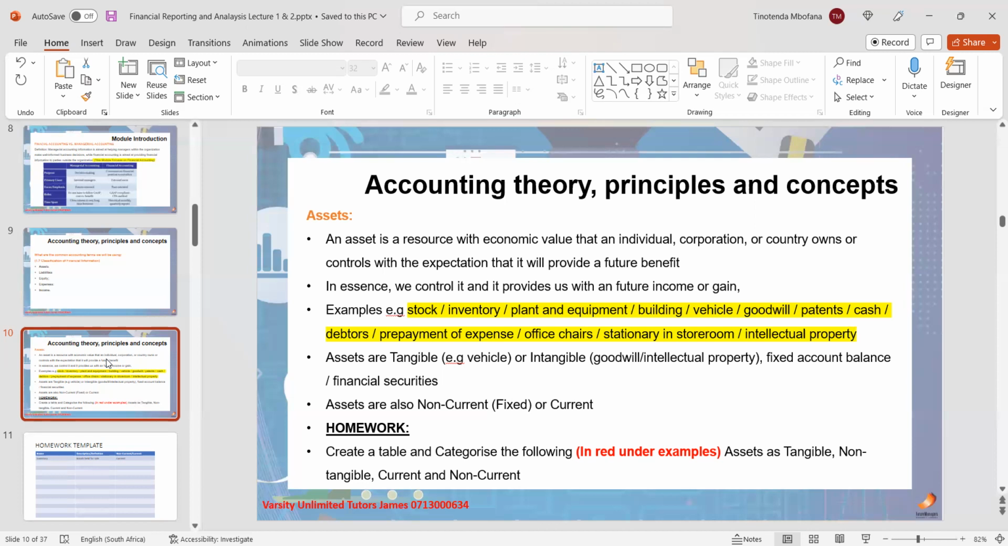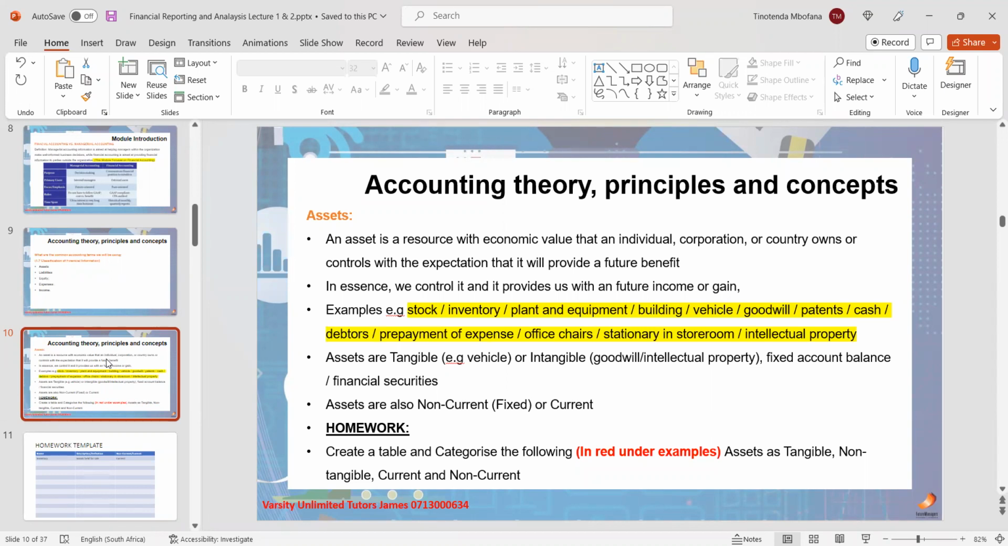Now, assets can be classified differently. There are different types of assets that you're going to see in an organization. There are what we call tangible assets and non-tangible assets. Then there's what we call current assets and non-current assets. It is important for you to understand some of these concepts. When we say a tangible asset, we are saying it's an asset that you can hold. For example, a building is a tangible asset. A vehicle is a tangible asset because you can hold the asset. But there are some assets that are not tangible.